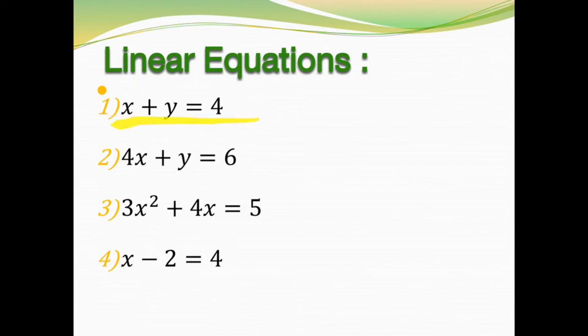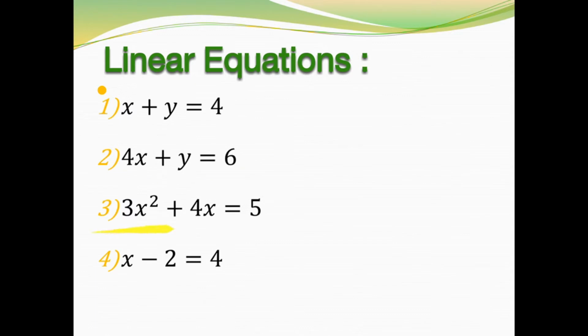Is it clear? Good. Now in the second example, if you observe, it contains again variables x and y. Corresponding to the variable terms, the first term contains a variable and its degree is 1. Similarly the second term's degree is 1. So this is again a linear equation.